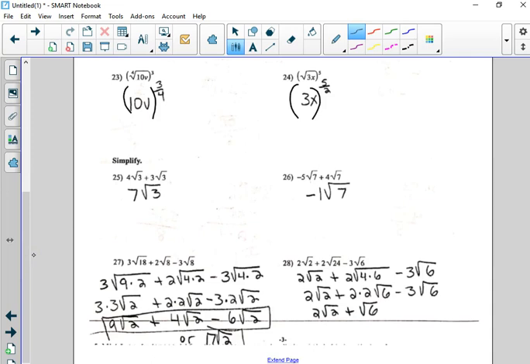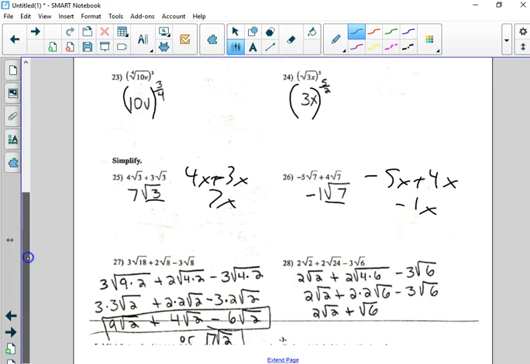Simplify. Remember, this is really no different than 4x plus 3x, which is 7x. It's just instead of x, we have radical 3. That's the only difference. This is like negative 5x plus 4x, which is negative 1x. But instead of x, we have root 7.